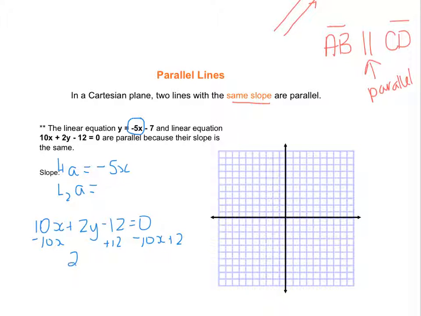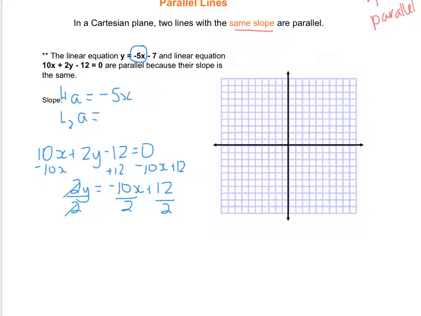So I get an answer of 2y is equal to negative 10x plus 12. I want 1y, so I'm going to divide each side by 2. So I get y is equal to negative 5x, because if I reduce negative 10 over 2, it gives me negative 5x plus 6. And if you look here, it has the exact same slope. So they are, in fact, parallel.